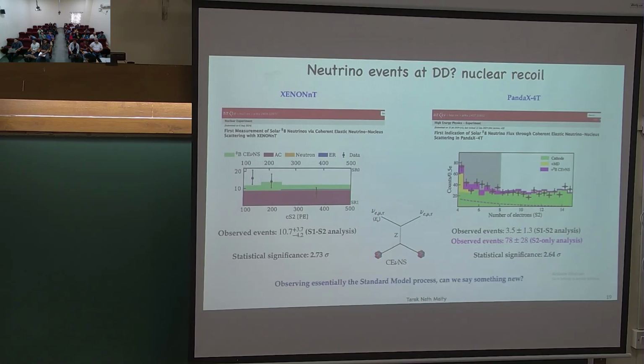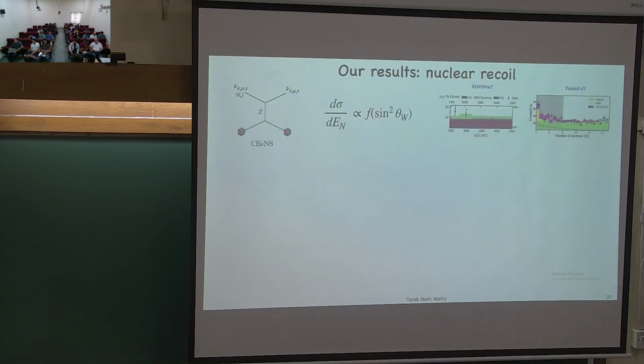Can you say something new about the standard model? What we are essentially trying to do is, given a solar neutrino flux, the number of events that you detect in your experiment depends on the value of sin square theta W, because your differential cross section depends on sin square theta W. So depending on sin square theta W, the number of events that you are going to observe is going to change.